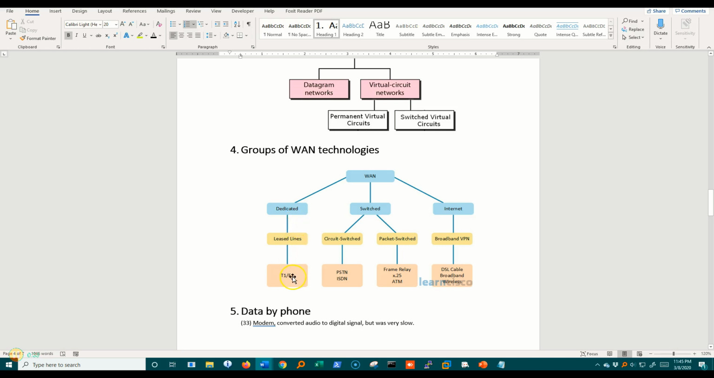In Europe, they were the E lines. In the United States, they were the T lines. These are the leased lines. And then we introduced switching, and we said we had circuit switching and packet switching.